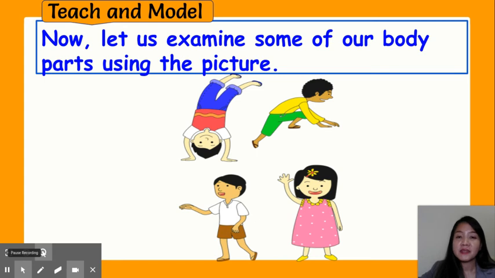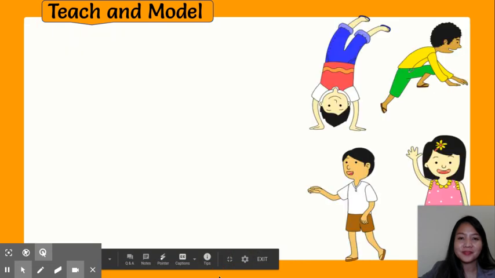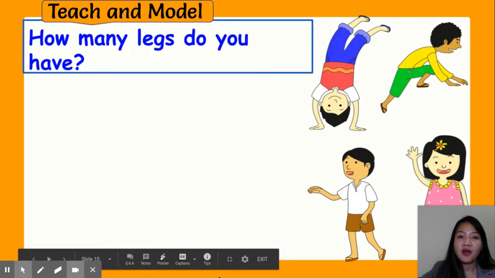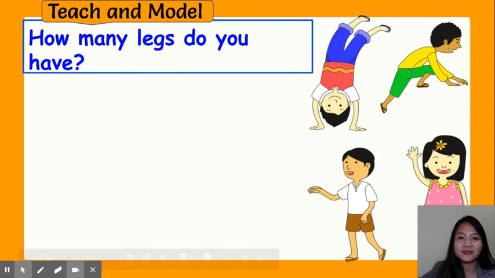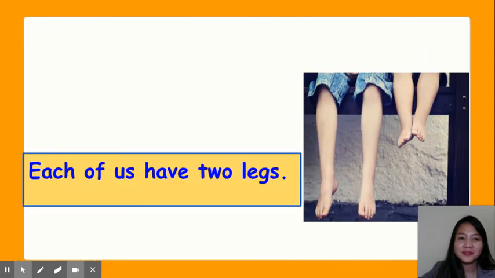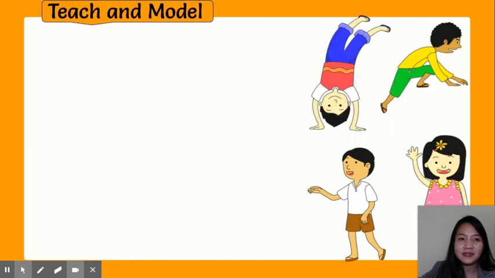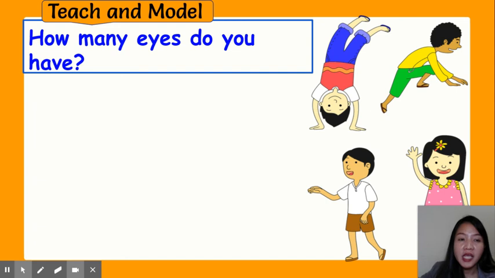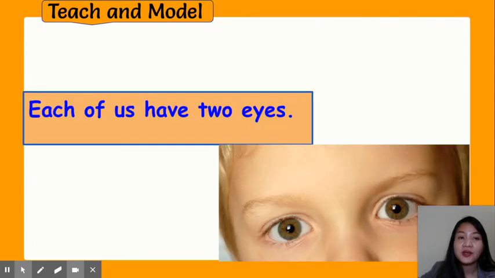Now let us examine some of our body parts using the picture. Are you ready? How many legs do you have? You are right. Each of us has two legs. How many eyes do you have? Good job. Each of us has two eyes.